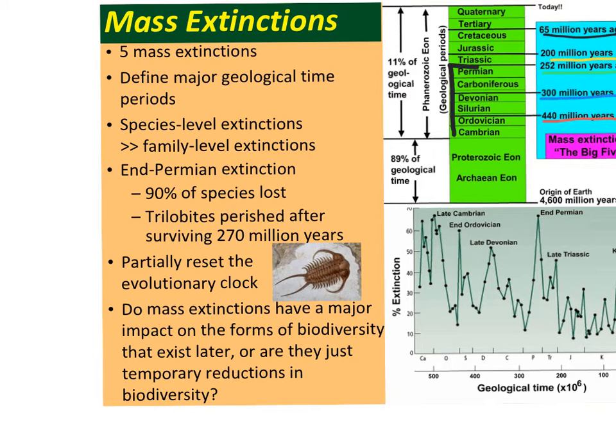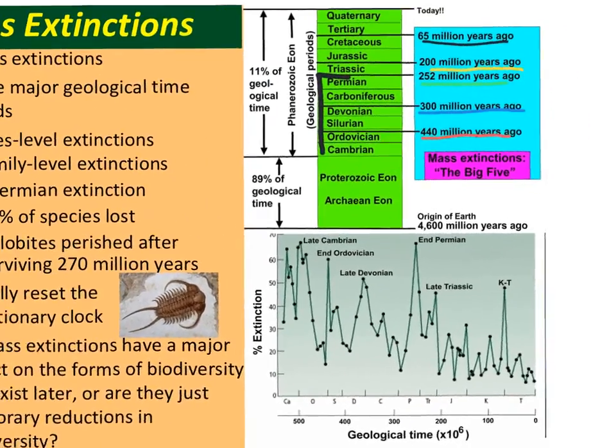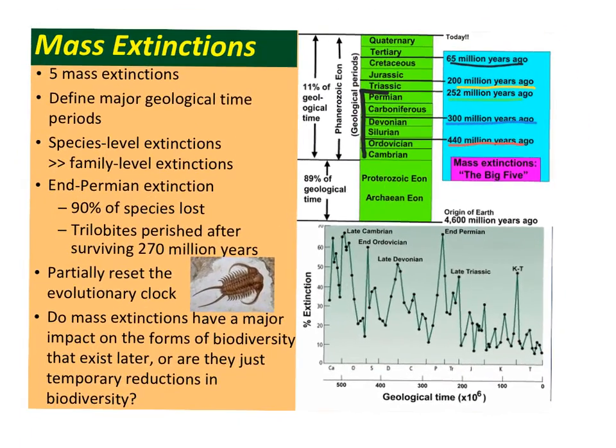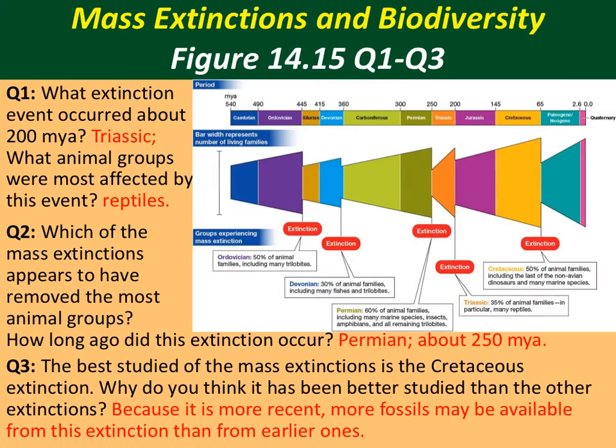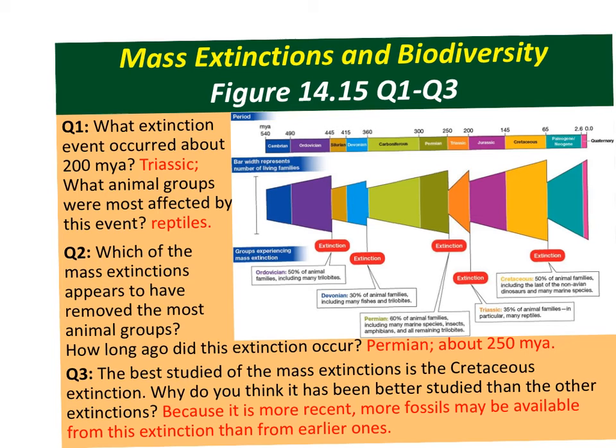So, do mass extinctions have a major impact on the forms of biodiversity that exist later, or are they just temporary reductions? And we know for a fact that they have very large effects. In fact, they often lead to the adaptive radiation of many, many new taxa in a short period of time.